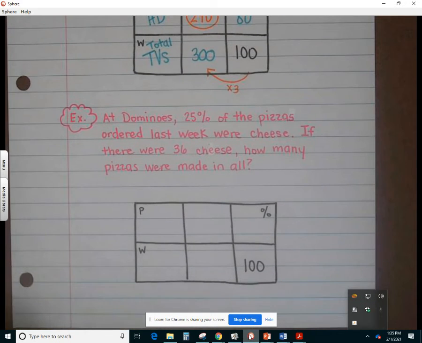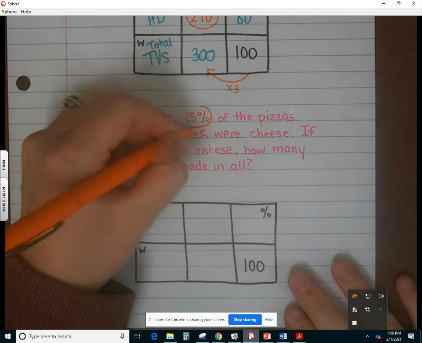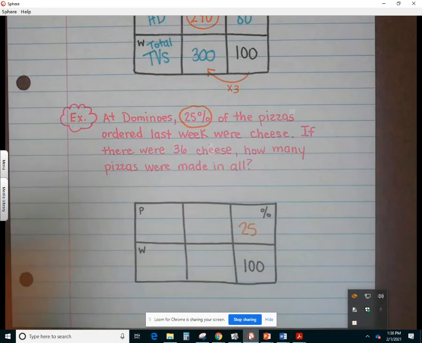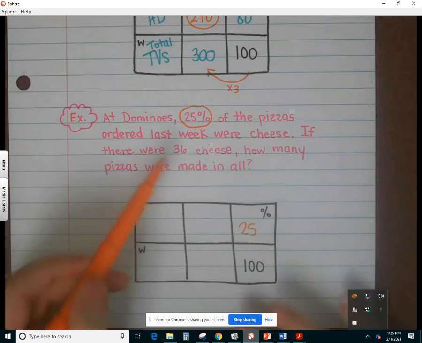Since these are a little trickier, we're going to look at one more example. It says at Domino's, 25% of the pizzas ordered last week were cheese. If there were 36 cheese, how many pizzas were made in all? So again, they gave us the percent. So that's really easy to go ahead and plug in, and you already know your 100. But we have to figure out the 36.